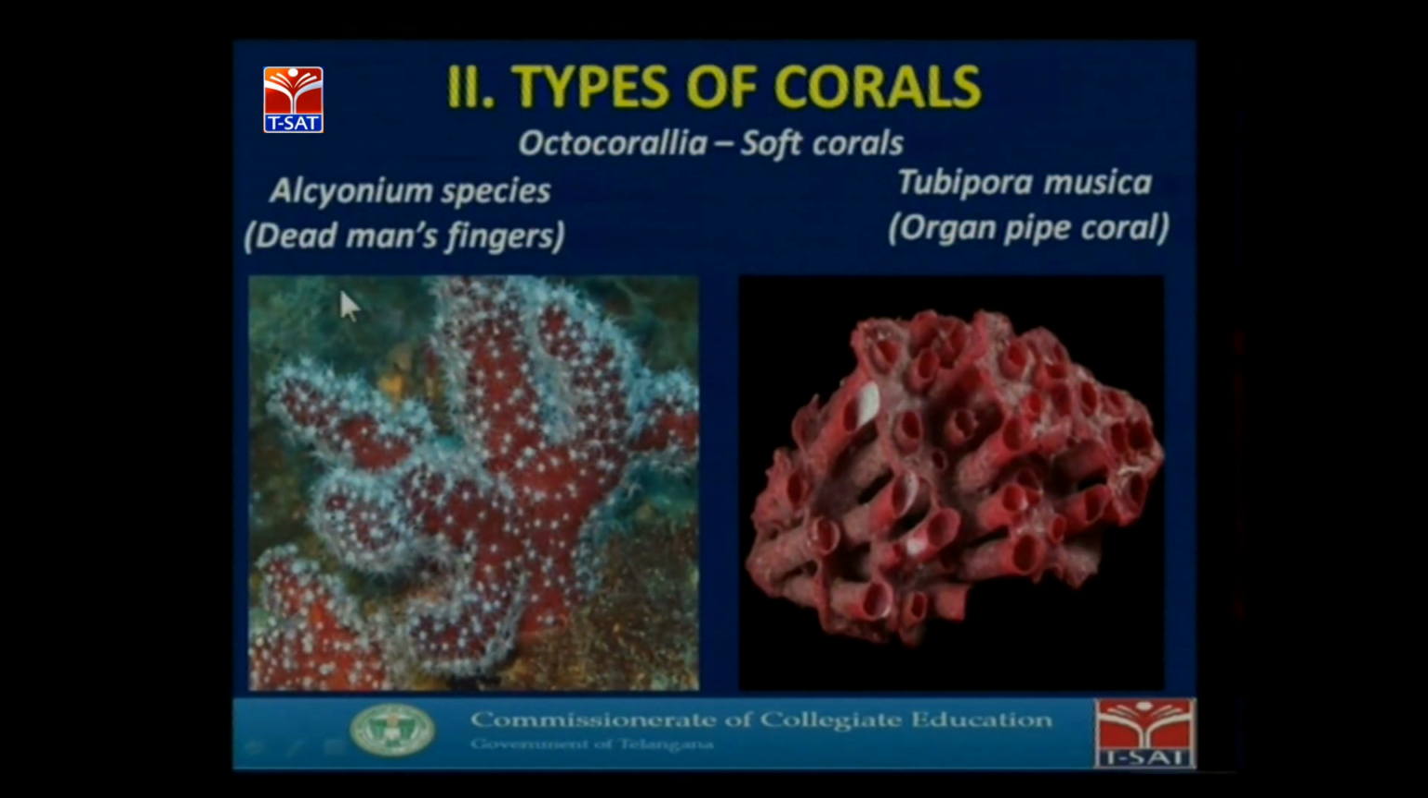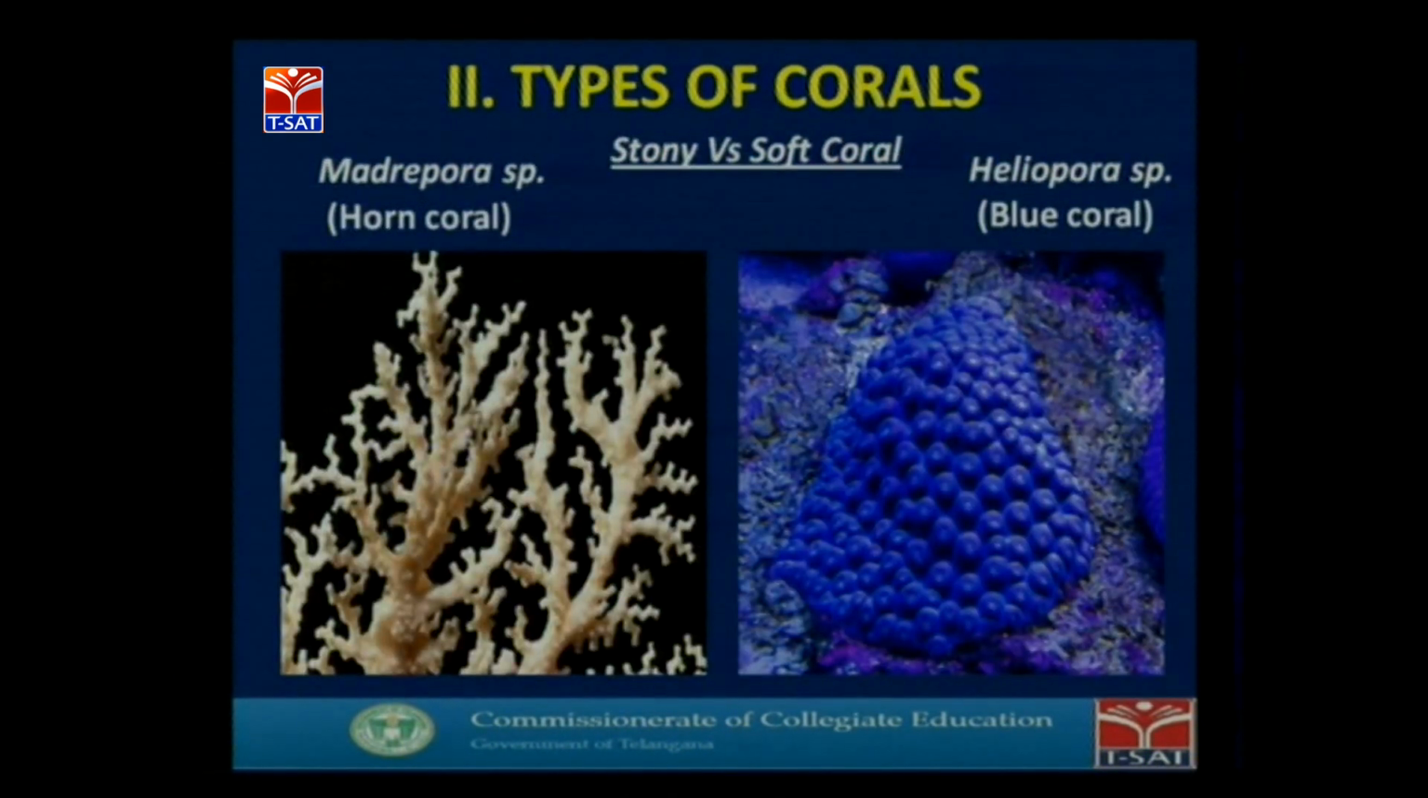Now in this slide we can see the beautiful images of soft corals, that is octocorallian corals. This image is of Alcyonium species, which is commonly known as dead man's fingers. And on to the right we can see the image of Tubipora musica, which is commonly known as organ pipe coral. And in the next slide we can see the beautiful image of Madrepora species, which is commonly known as horn coral. And on to the right we can see the image of Heliopora species, which is commonly known as blue coral. So in this slide we can see a comparative observation of stony coral on the left and soft coral on the right.